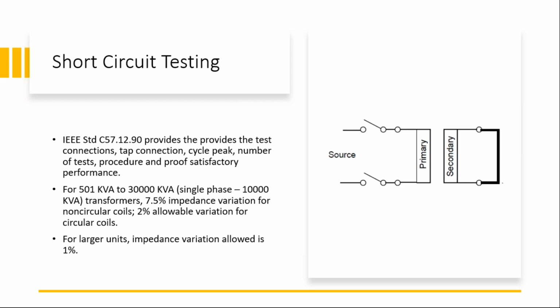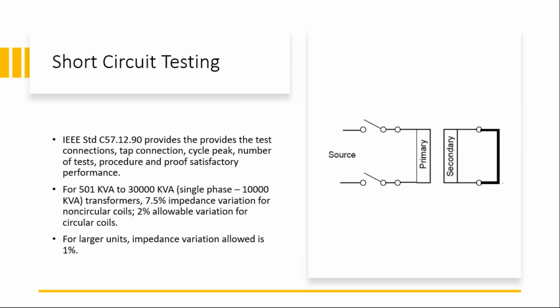So the circuit diagram is the shorted one of the winding. We say primary and secondary, so we have to short one of the windings. Generally, the winding with a higher current is shorted, so we have a lesser requirement of the current supply. And IEEE C57.12.90 provides all the requirements: which steps it has to go through, what kind of connections, and how many cycles it has to go through for a short circuit.